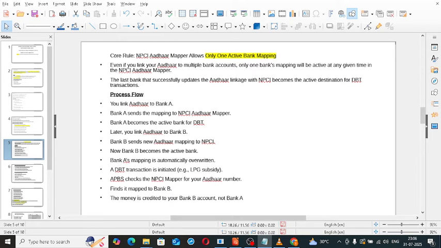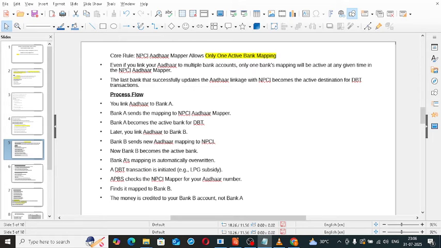What is direct benefit transfer? It comes from the government side to the beneficiary side. All the beneficiary amount goes to Bank B only, because that is the latest account he opened. This is the concept. This is the process flow.